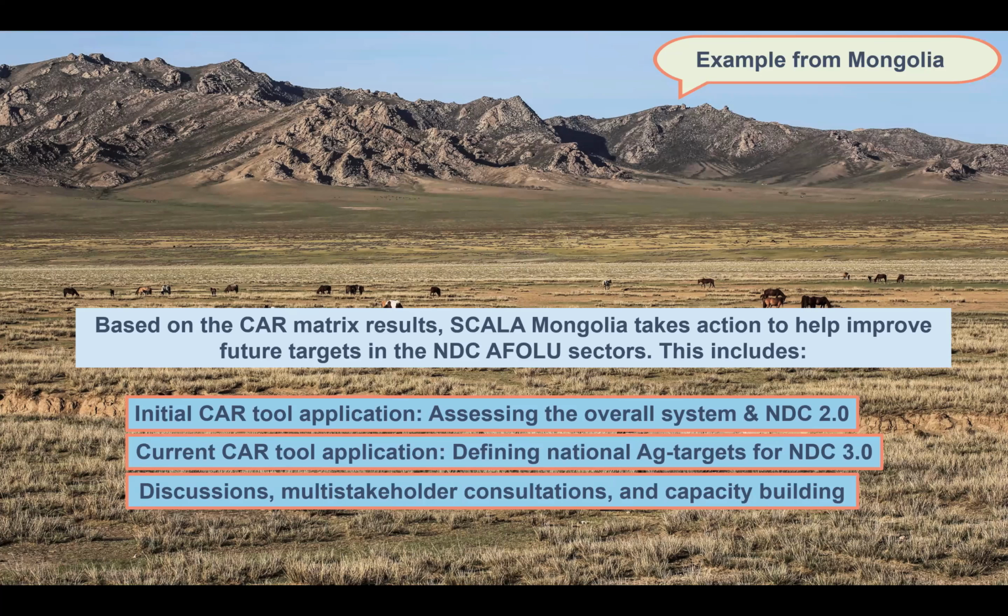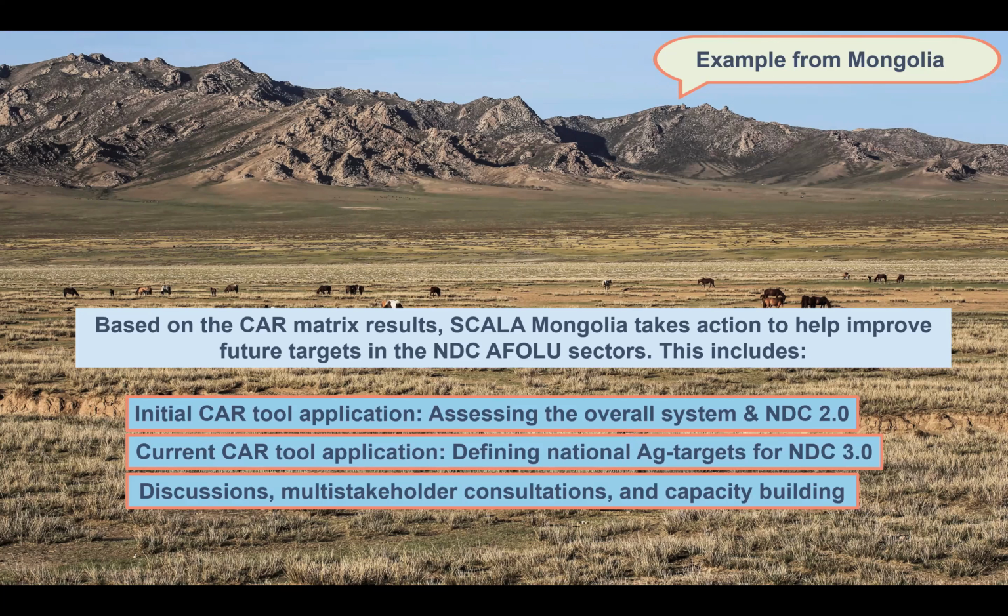So since the CAR tool is to support the countries to assess and align their climate action in agriculture, FAO sectors with their NDCs, especially Mongolia, we applied the CAR tool. First, in the initial stage, we assessed the overall system of the climate policy environment and the existing policy strategies, and also the system itself related to the climate and agriculture priorities. As well, we applied it to assess the NDC 2.0, which Mongolia submitted in 2020 to the UNFCCC.